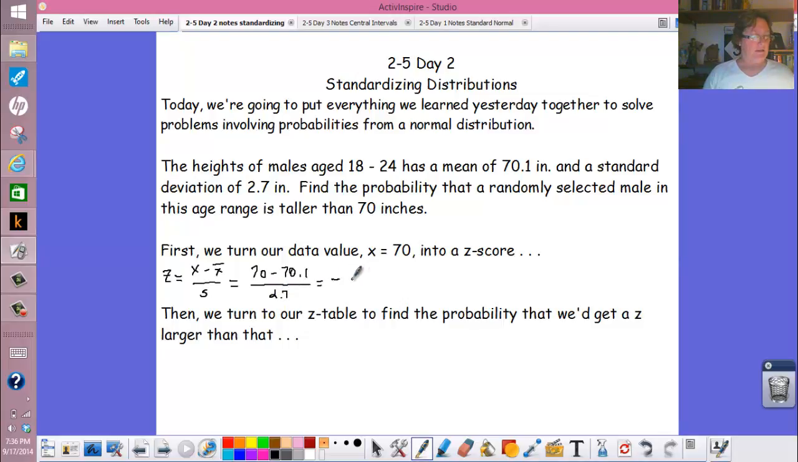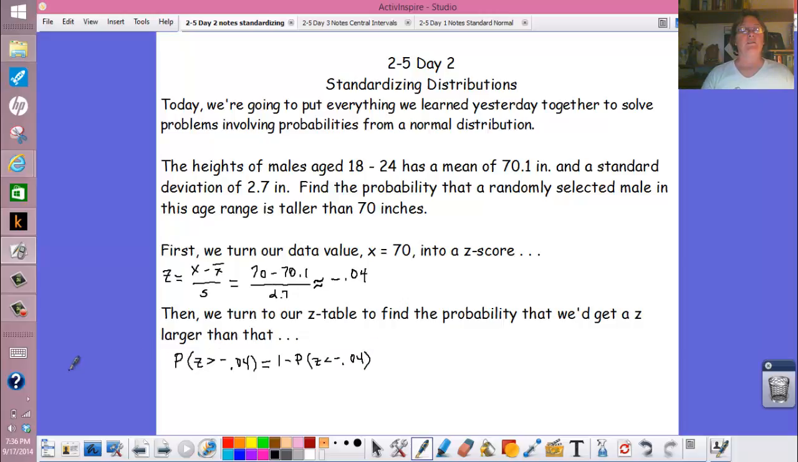That comes out to be roughly negative 0.04. So this would ask us to find the probability that we get a z-score larger than that, because we want to know about somebody who's taller. So we want the probability that z is larger than negative 0.04. I hope you'll recall from yesterday that when we have a greater than sign, that's the time that we subtract. So we want 1 minus the probability that z is less than negative 0.04.